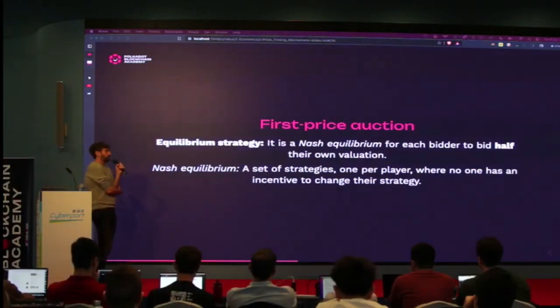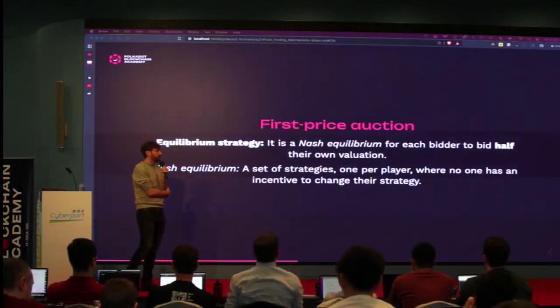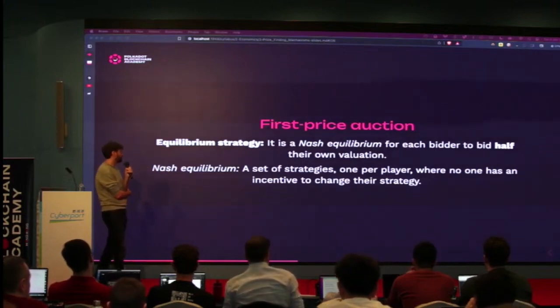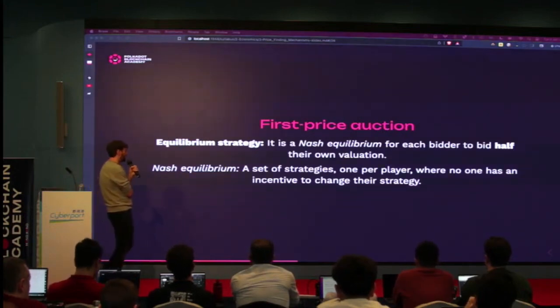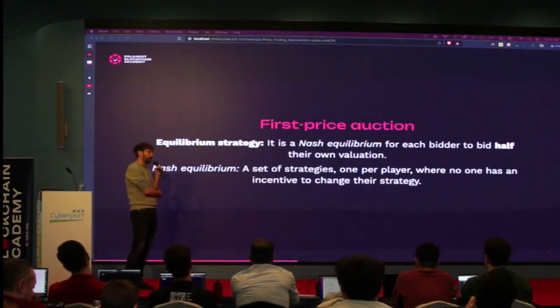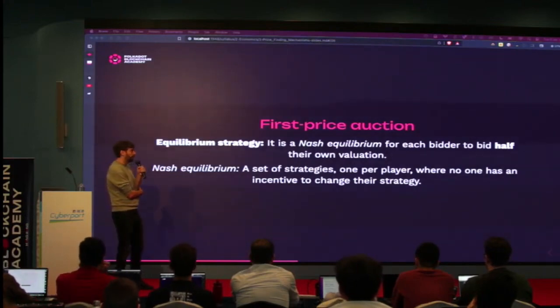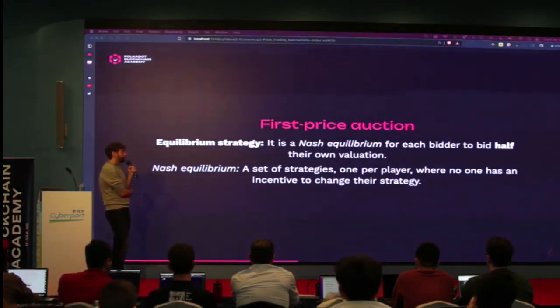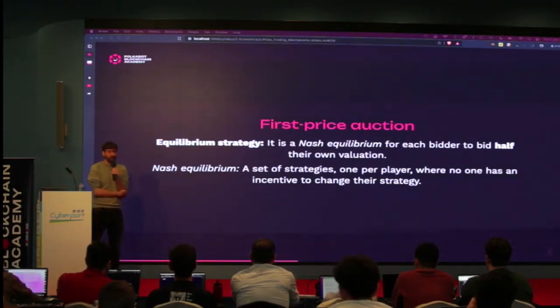Again, we won't show that mathematically, but the equilibrium strategy here is that it's a Nash equilibrium for each bidder to bid half their valuation. And as we remember from yesterday, a Nash equilibrium is a set of strategies where no single player has an incentive to deviate, can actually increase their expected profit by deviating. And even if I say this is quite counterintuitive, right? Why would you want the good for 100 and you bid only 50? That sounds weird.